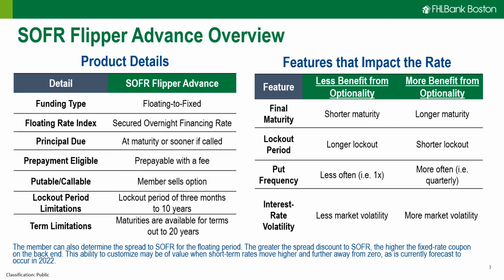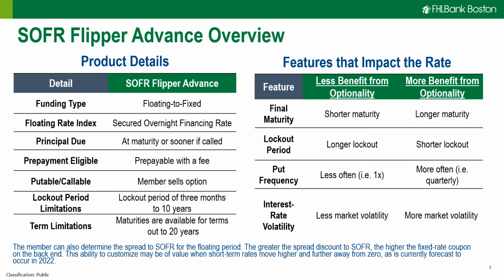And then in terms of the dates, there are two components. There's the maturity, and then there's the lockout period. The lockout period is the period where the advance cannot be put back to the member. So we note how the key feature of this advance is that the member sells the option.